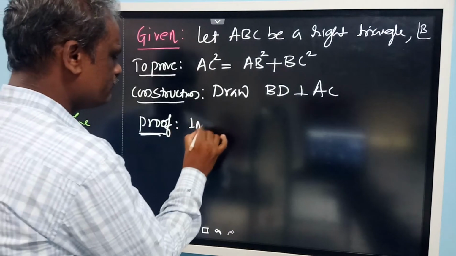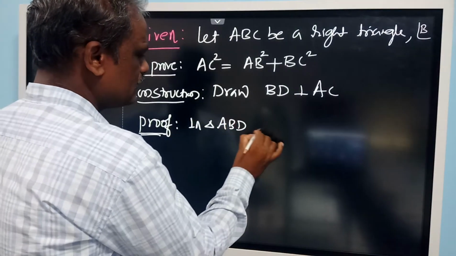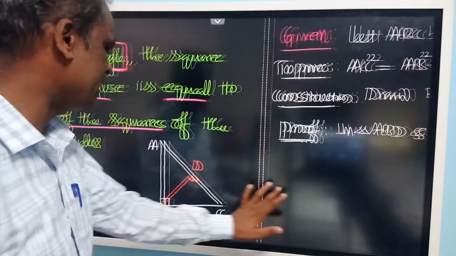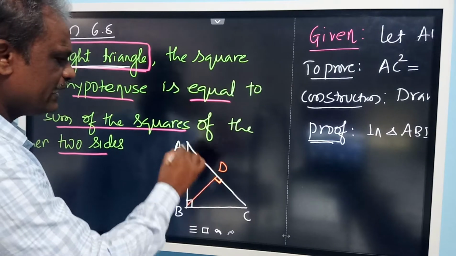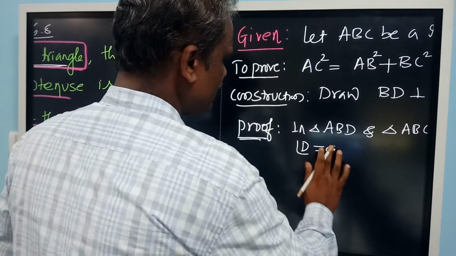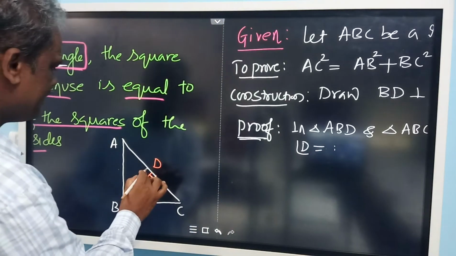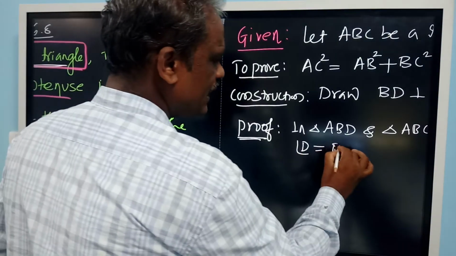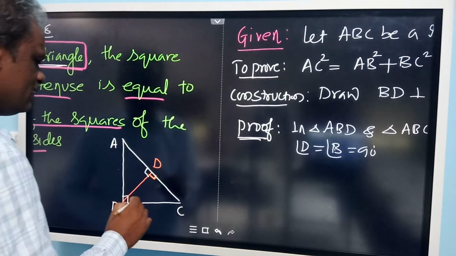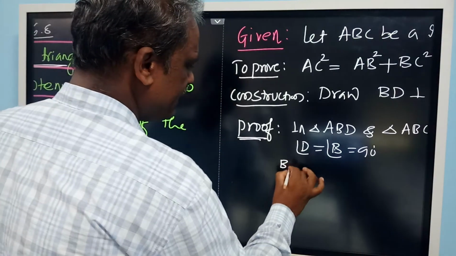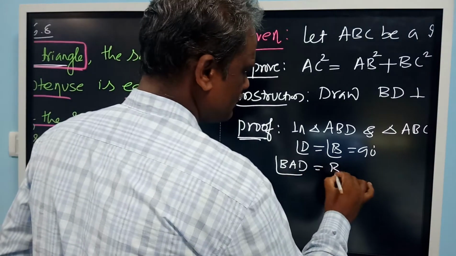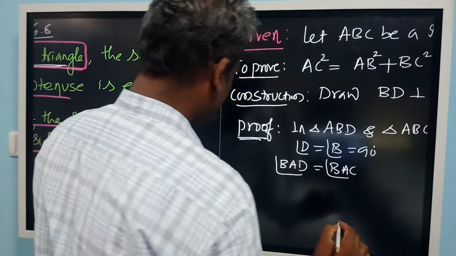So in triangle ABD and in triangle ABC, as you know, we have proved that these two triangles are similar. In triangle ABD, angle D is equal to 90 degrees. In triangle ABC, it is angle B. Both are 90 degrees. Similarly, in triangle ABD, angle BAD is the same as angle BAC in triangle ABC. It's a common angle.